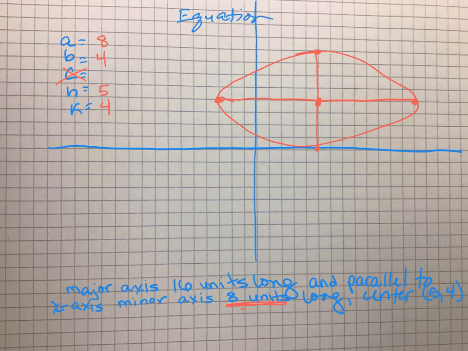So now we're ready to write our equation. We go back to our formula, and it's going to be x minus h squared over, again, a squared because it's horizontal, and y minus 4 squared over 16 equals 1.